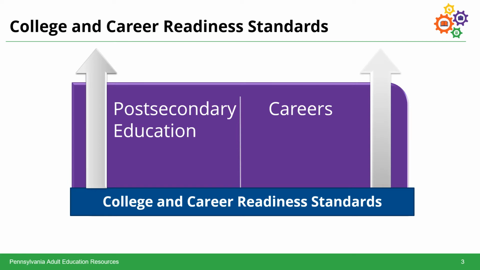Standards are a tool that guide instruction. They describe the skills learners need and a sequence in how the skills are typically developed. In adult basic education in Pennsylvania, we use a set of standards called the College and Career Readiness Standards, or CCRS. The CCRS outline the academic skills adult learners need for post-secondary and careers.